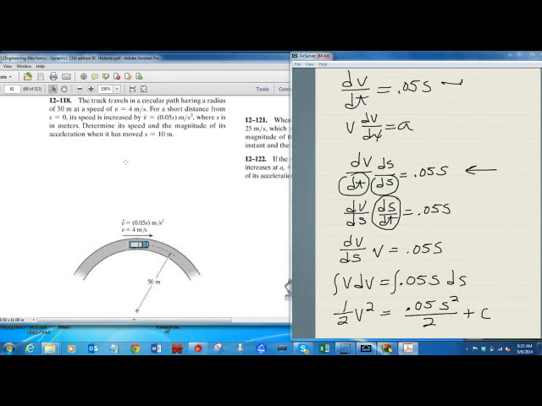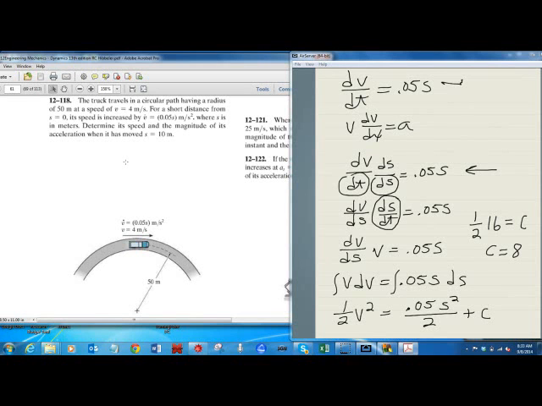Good. When position equals 0, speed... How am I going to find the c? When the speed is equal to 0, s is equal to 0, speed is equal to 4. So let's see, I'm going to put it in up here. 1/2 times speed 4 squared, which is 16, equals 0 plus c. So c is equal to 8.